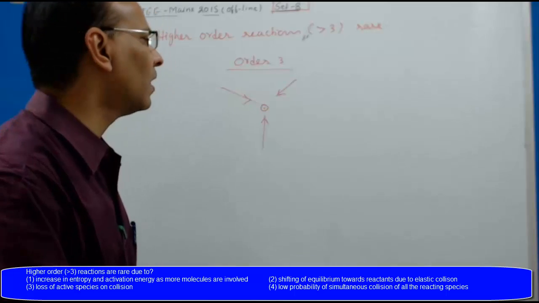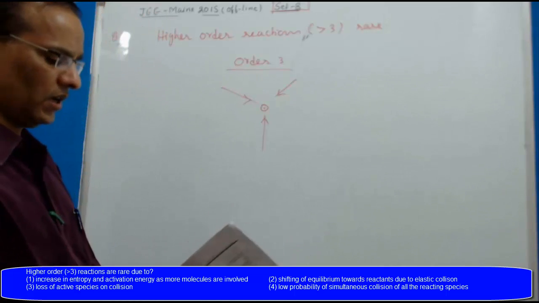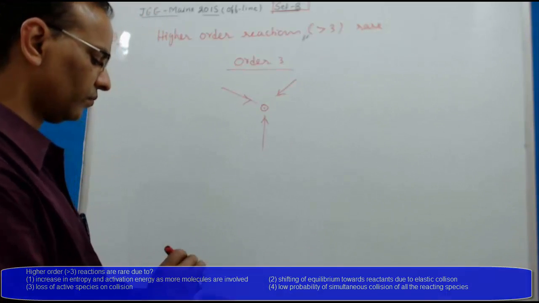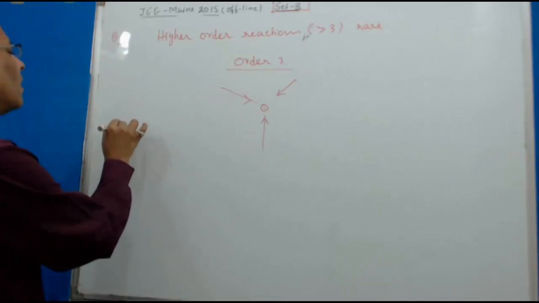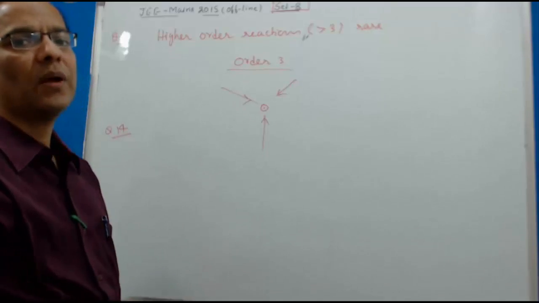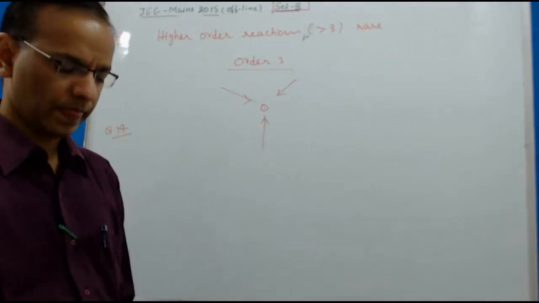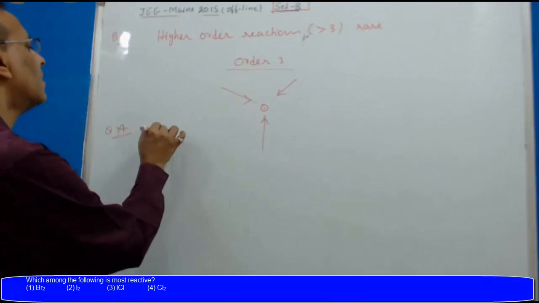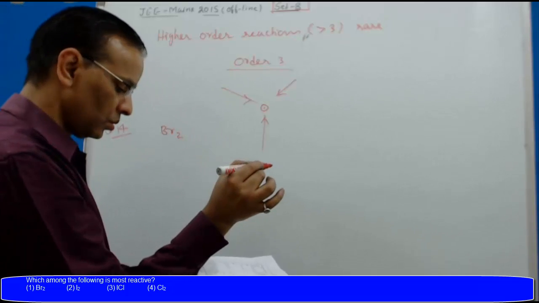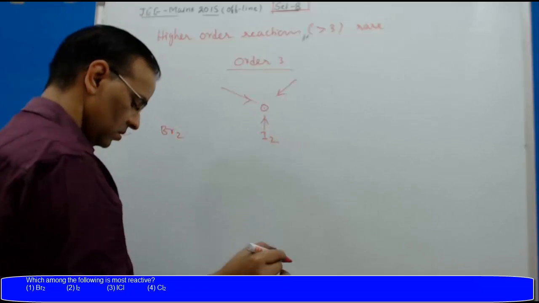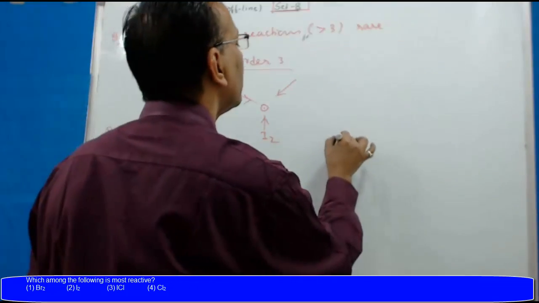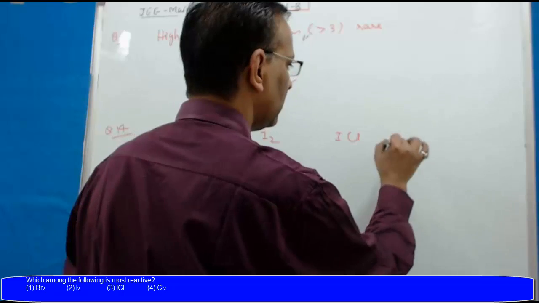Question number 14 भी यहीं पे कर लेते हैं. That is also very simple, straightforward. Question number 14 में पूछ रहा है which is most reactive और options है Br2, I2, ICl and Cl2.